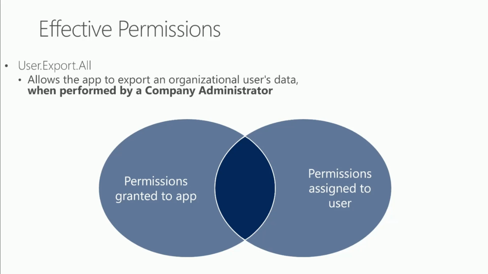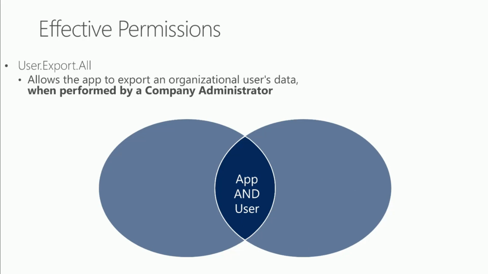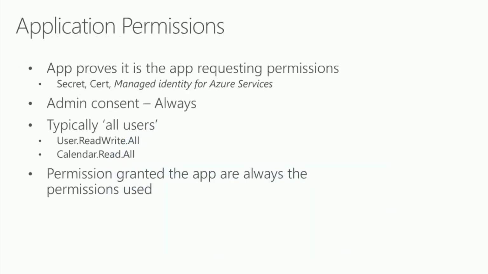That still comes down to whether or not, for example, in this scope, the user happens to be a company administrator or not. So that's what we refer to as effective permission. So your application works with the intersection of what the user is allowed to do and what the application is allowed to do.